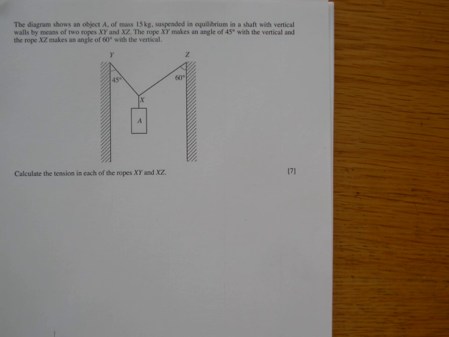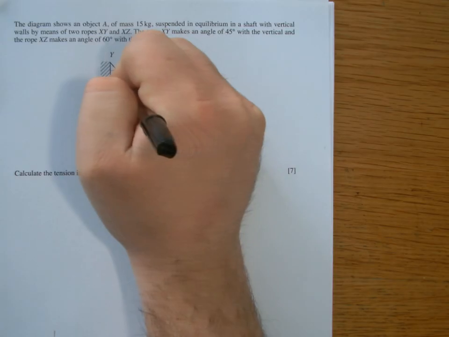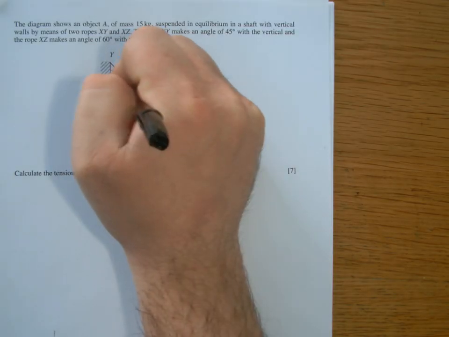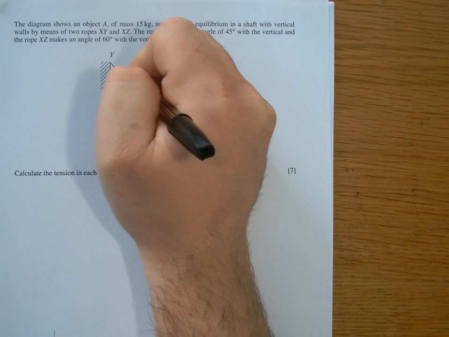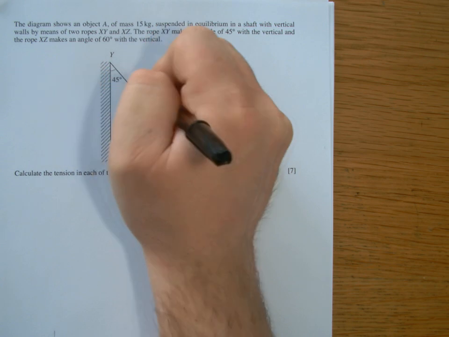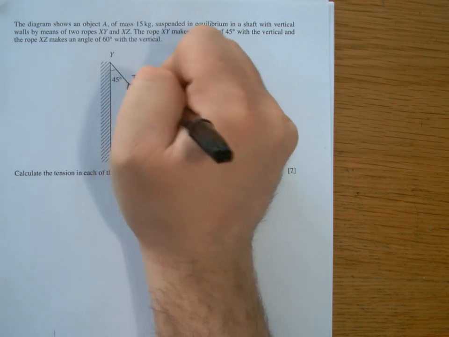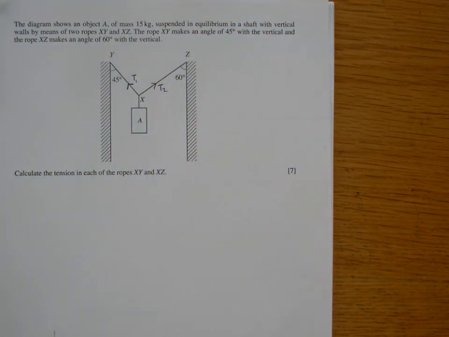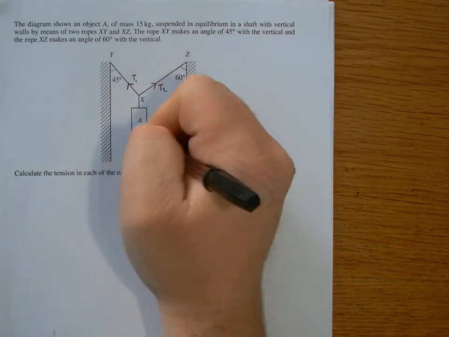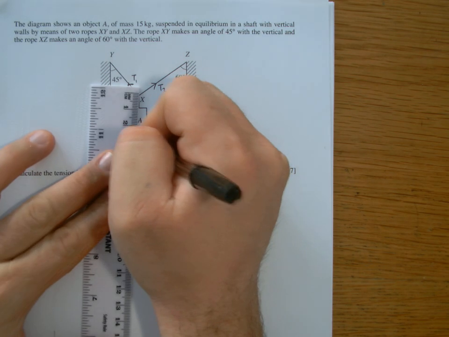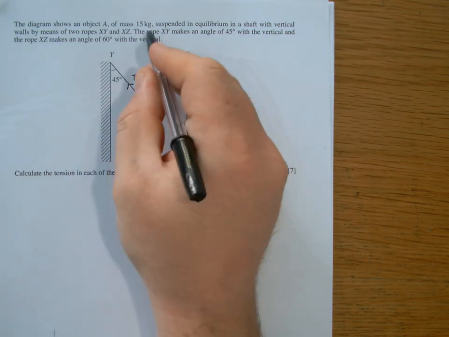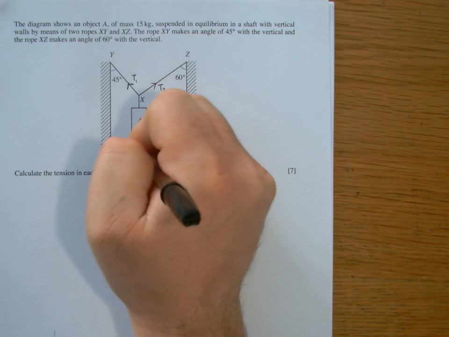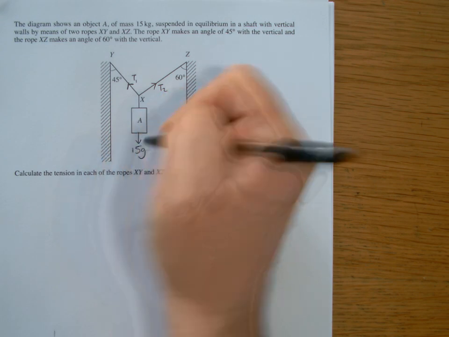Now, when it comes down to calculating the tension in each of the ropes XY and XZ, we need to consider the fact that there's a tension here in the rope XY, and maybe we can call that T1, and then there's a tension here in the rope XZ, maybe we can call that T2, and it's balancing the weight of this object, because it's 15 kilograms, 15g will be the weight.